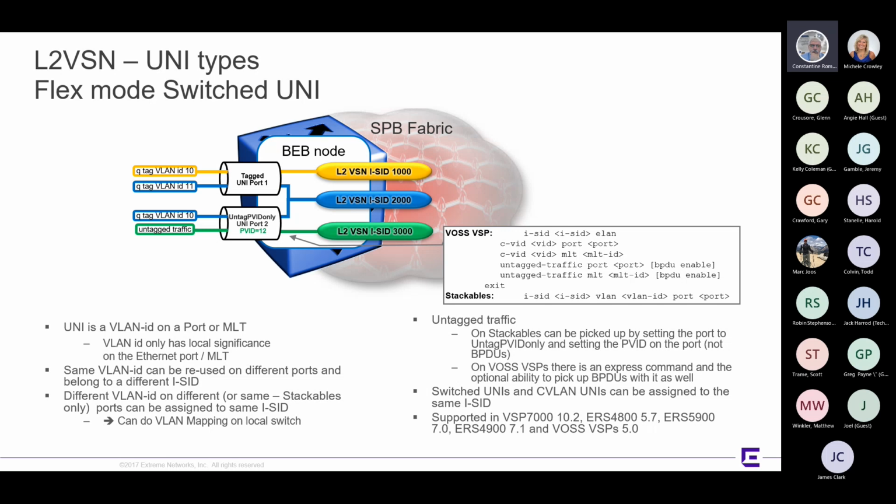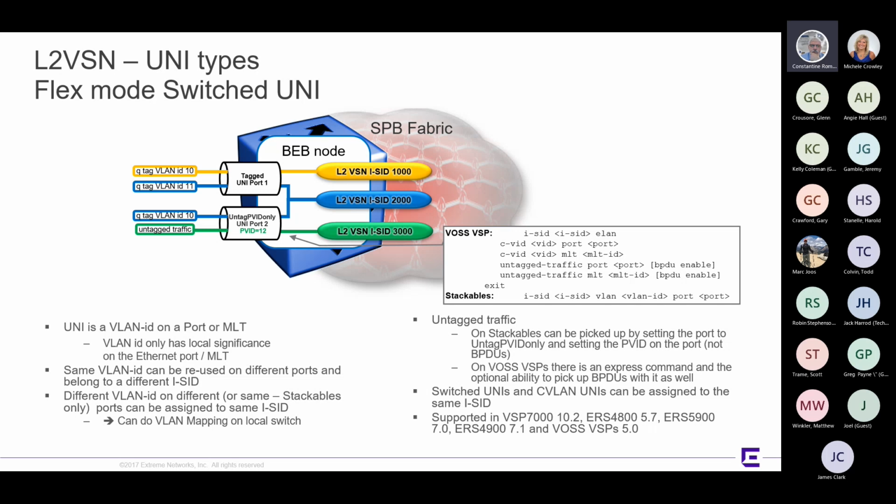Where in a flex UNI, switched UNI scenario, the VLAN only has local significance on that particular Ethernet port or on that particular MLT. And by the way, you can combine the different ones, right? You can say, as an example, globally, VLAN 10 goes to ISID 10,000, except for, in this case, port 2, in which case VLAN 10 is going to go to ISID 2000 instead. Right, that's why we call it flex, right? Because you can make an exception to the rule for a particular use case. Okay.